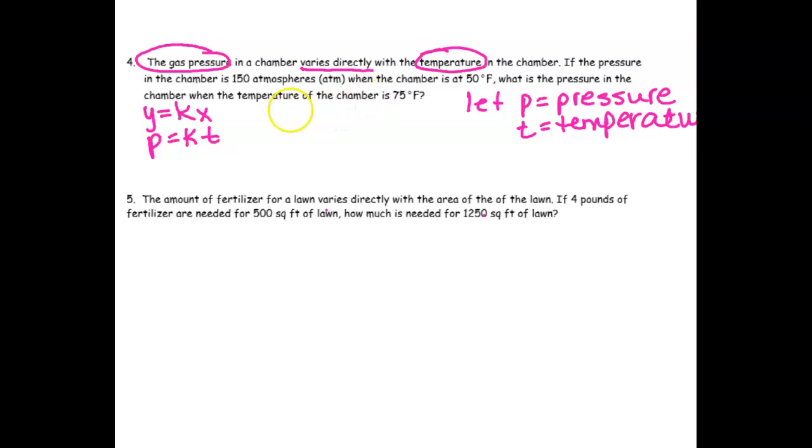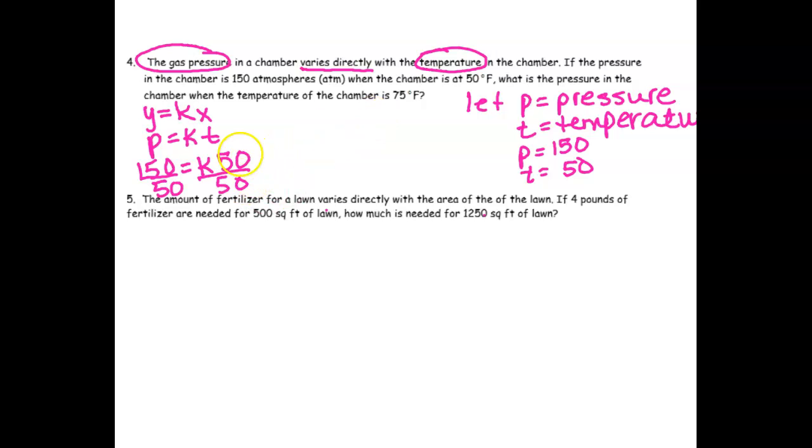Use the values that you're given. Okay, the pressure is 150, so your P is 150, and the temperature is 50. And you just plug them in. 150 is equal to k times your 50. You solve for k, okay, just divide, right? And once you get your k value, you can write the equation. Then you can use that equation.